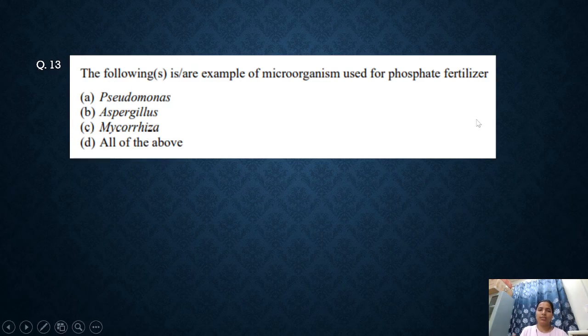So this is our next question: the following is an example of a microorganism used for phosphate fertilizer. What are the examples they have given? First one is Pseudomonas, second is Aspergillus, third one is Mycorrhiza, and fourth one is all of the above. So for this phosphate fertilizer, what are the microorganisms that we can use?